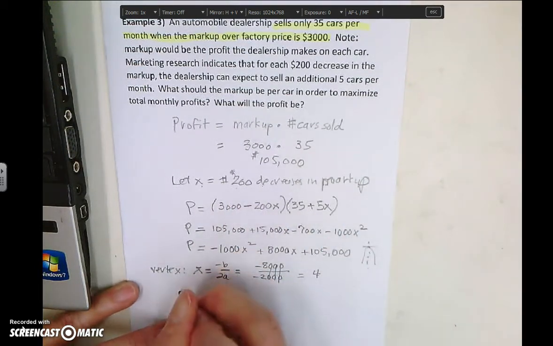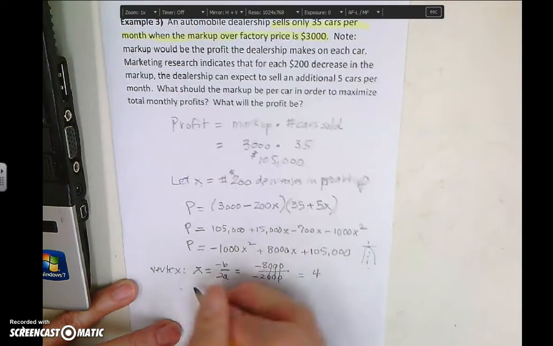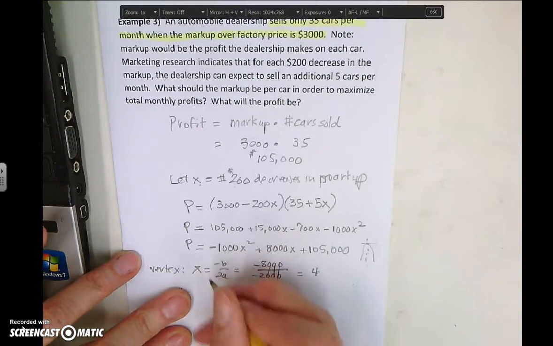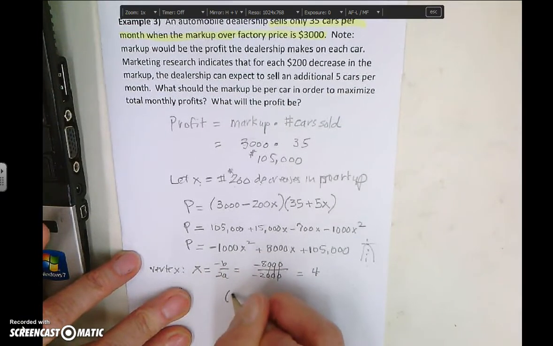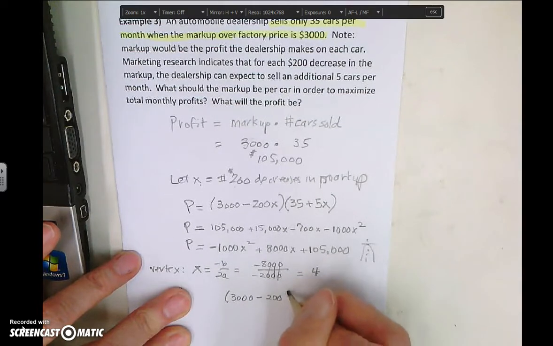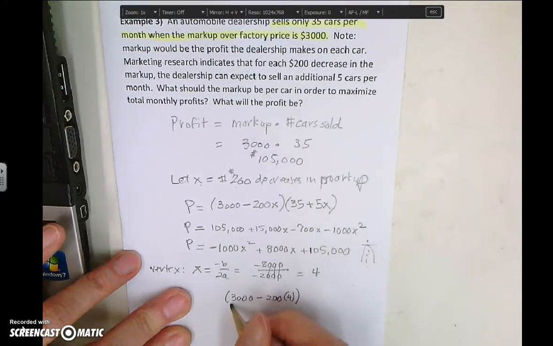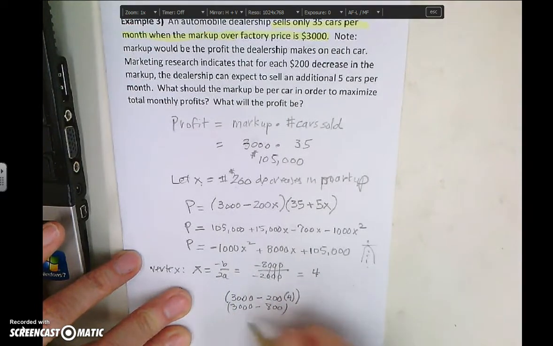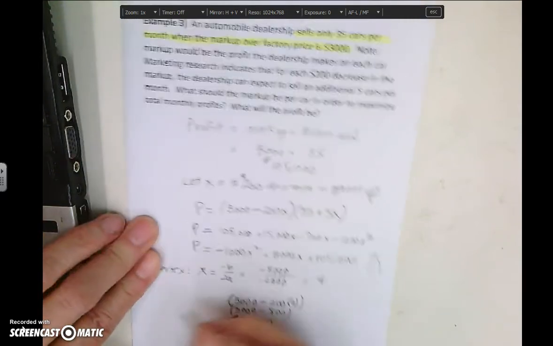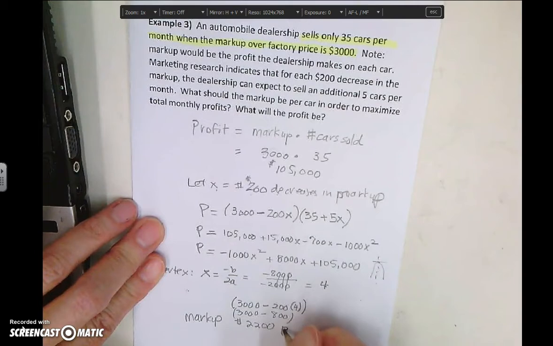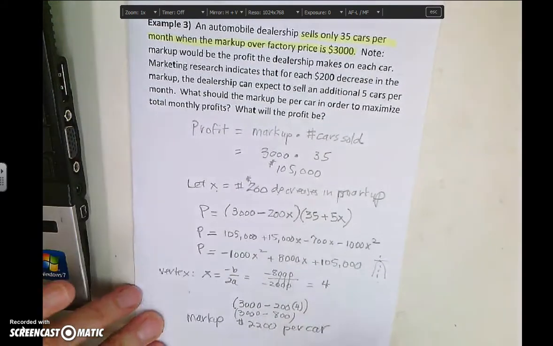So our markup then should be equal to 3,000 minus 200 times 4. So we should decrease 4 times. We get 3,000 minus 800, and we get 2,200 per car. So our markup should be $2,200 per car.